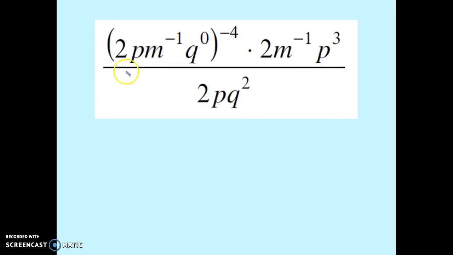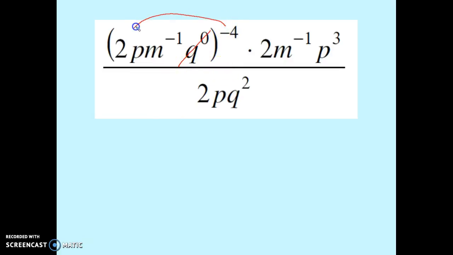And the last one, I have 2pm to the negative 1 q to the 0, all to the negative 4th, times 2m to the negative 1st p cubed, all over 2pq squared. Okay, it looks like a lot, but let's just start with what's easiest. I see a 0. That tells me that q to the 0 cancels out, right? It's just 1. I'm going to get rid of the parentheses. I like to get rid of those first.